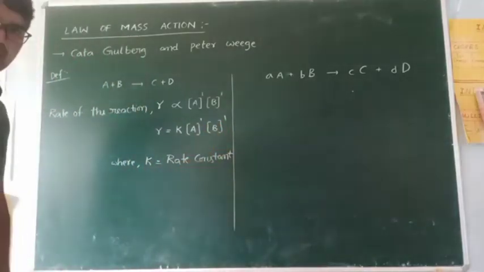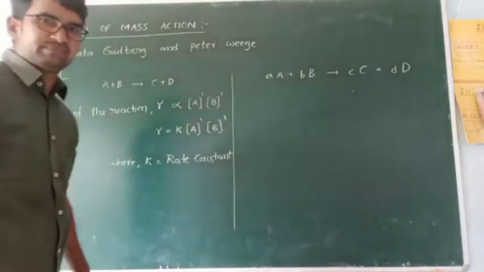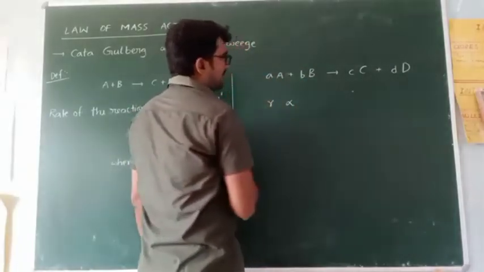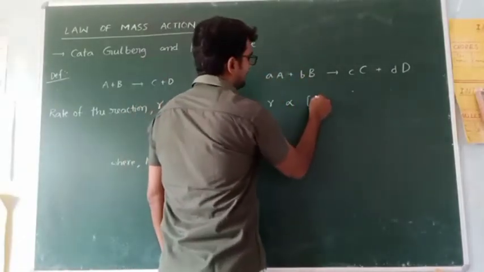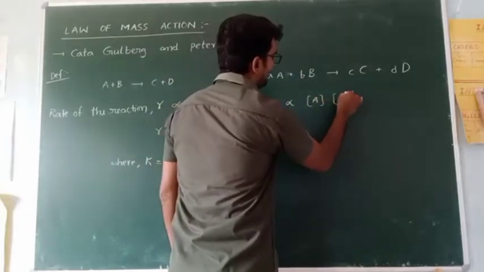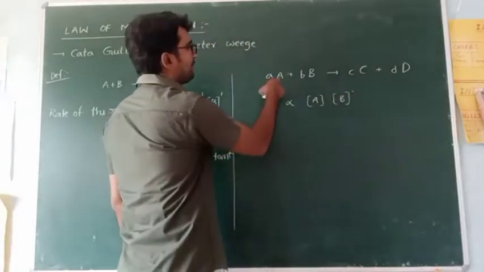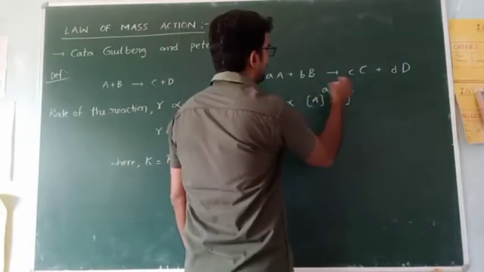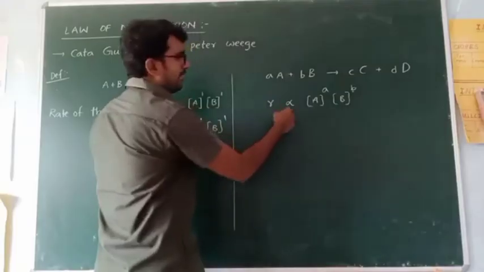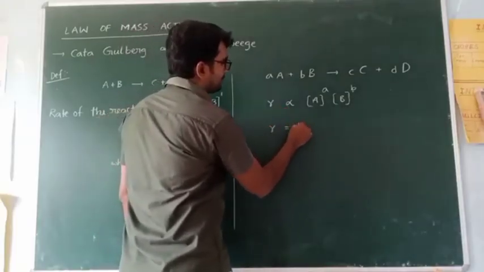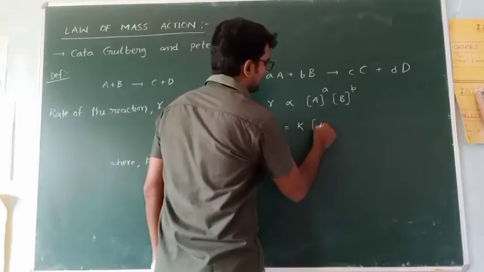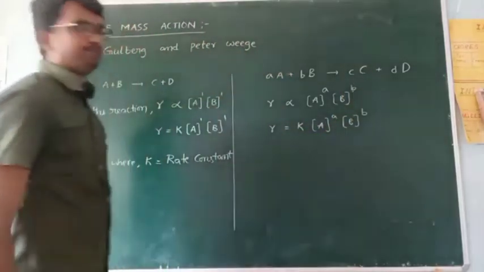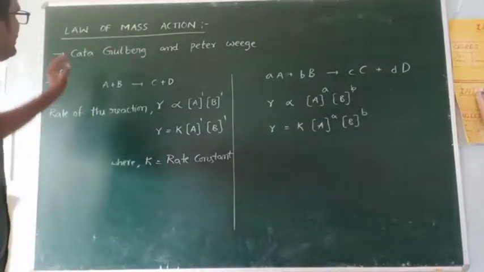Okay, very easy. Now apply for this equation. Rate of reaction R is directly proportional to the concentrations of A and B, with their coefficients, meaning how many moles of A there are. So concentration of A whole power a into concentration of B whole power b. Now remove the proportionality, just introduce rate constant K: R = K [A]^a [B]^b. Okay, this is about the law of mass action.